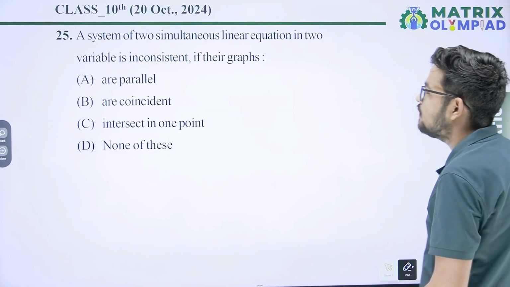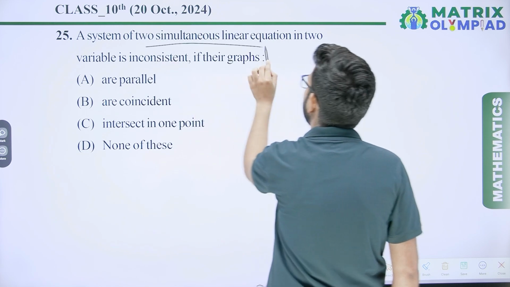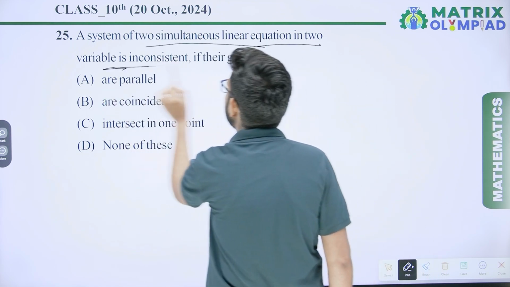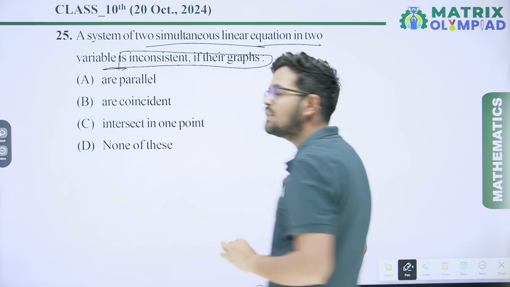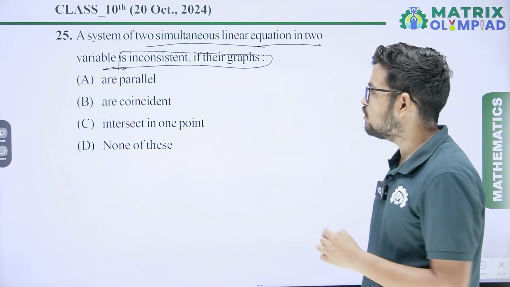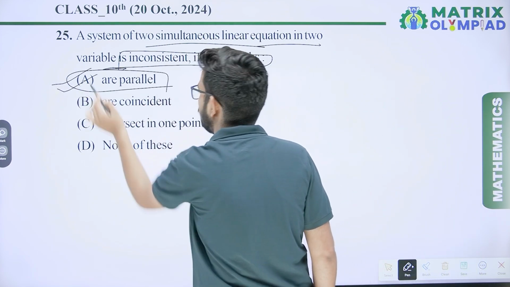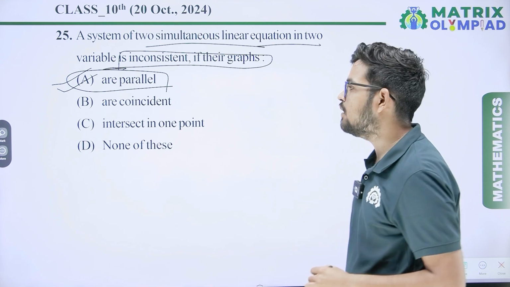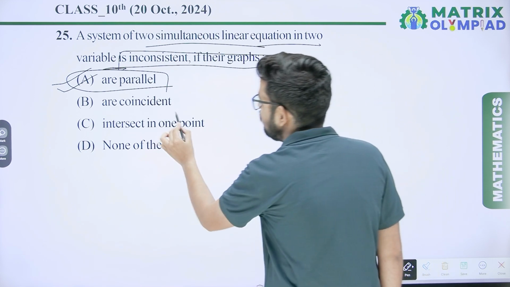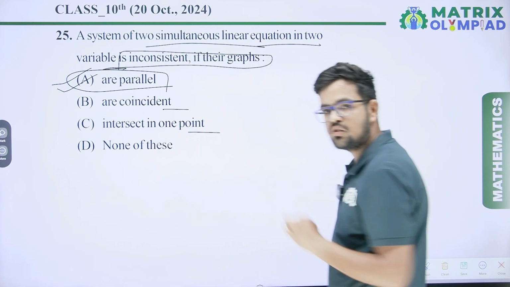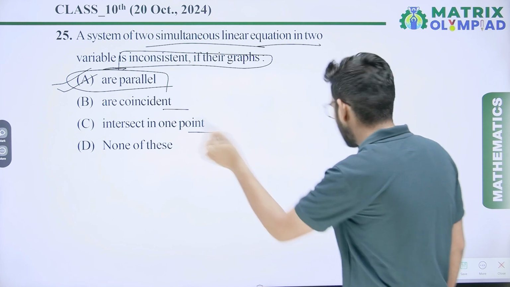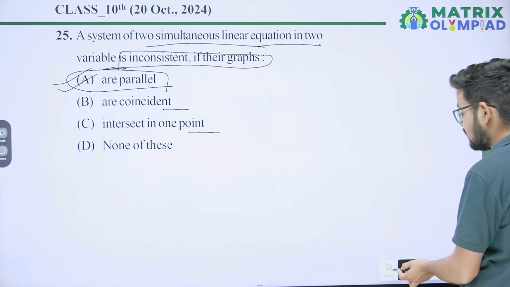Question number 25. A system of two simultaneous linear equations in two variables is inconsistent. It will be inconsistent if there is no solution. So if two lines are parallel, there is no solution. So option A will be the correct answer. In coincident and intersecting lines, solutions are available. So these are not the answer. Only option A will be the correct answer.